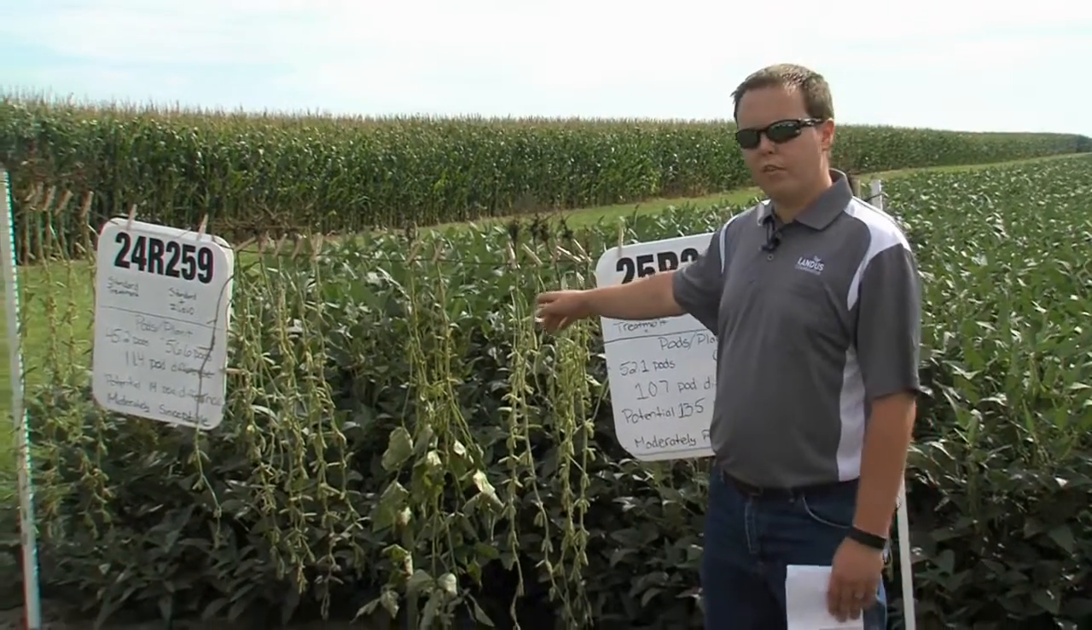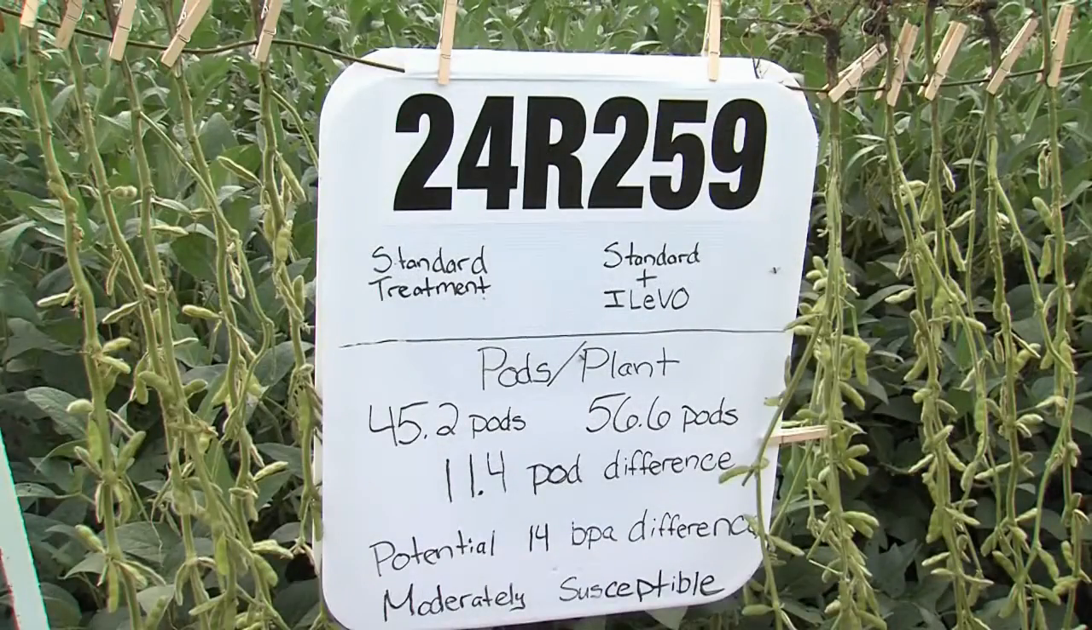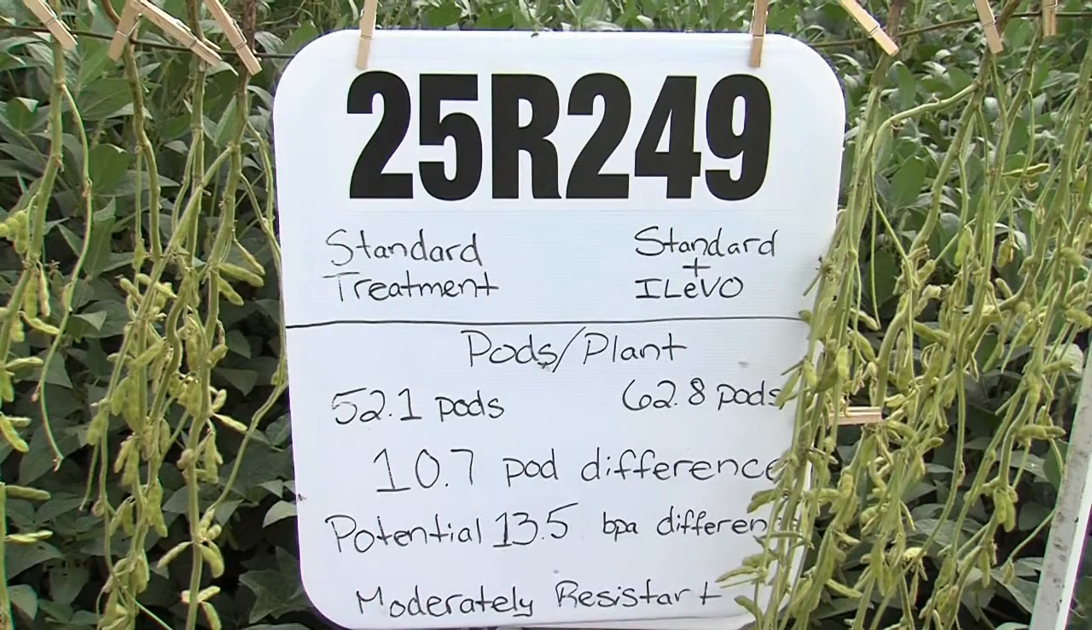In the 24R259s, we counted 45.2 pods per plant in the standard treatment and 56.6 pods per plant in the Olivo treatment. That is an 11.4 pod per plant difference, which according to math could equate to a 14 bushel per acre difference. In the 25R249, the standard treatment has 52.1 pods and the Olivo treatment has 62.8 pods, equating to a 10.7 pod per plant difference with a potential of 13.5 bushels per acre in yield difference.